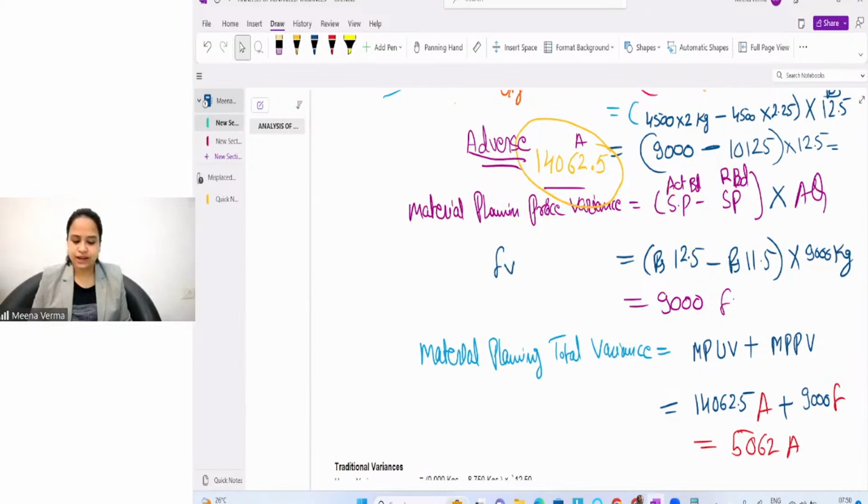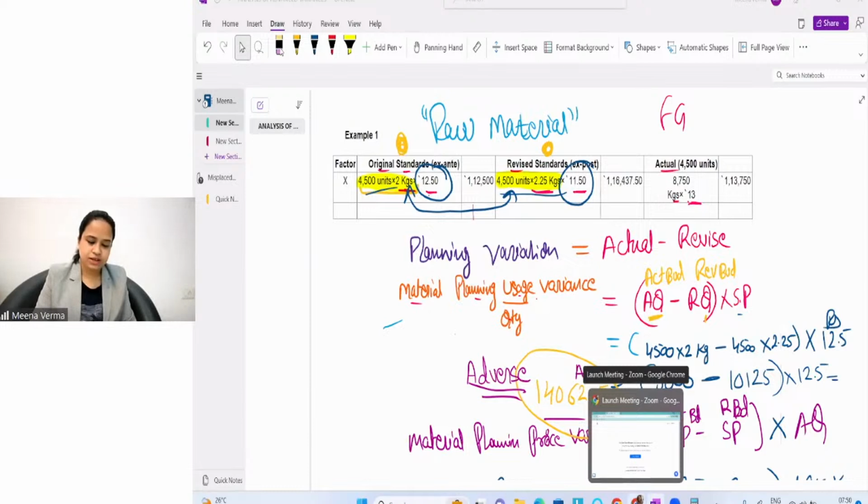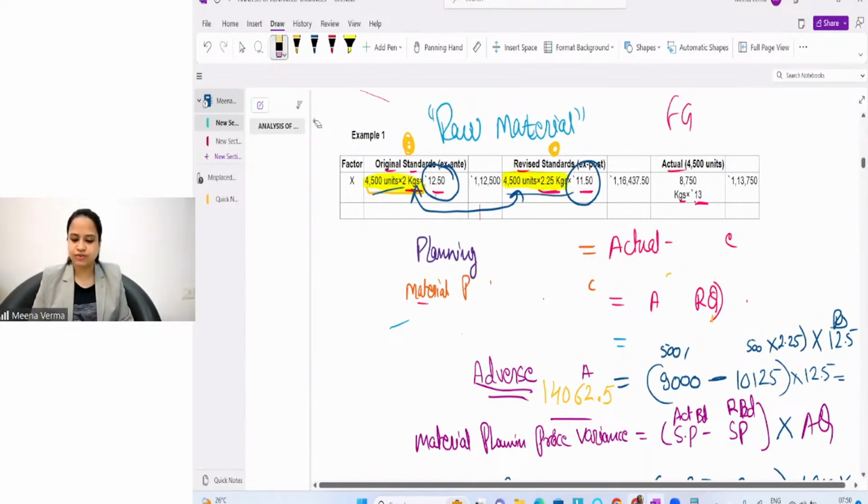You can see I have calculated here the planning variation for the quantity, and we have calculated the planning variation for everything, right? Now let's calculate the operational variation here. We have calculated the planning variations. Now let's calculate the operational variations also, from the same information. I'm just removing all this information so that we can calculate the operational variations.